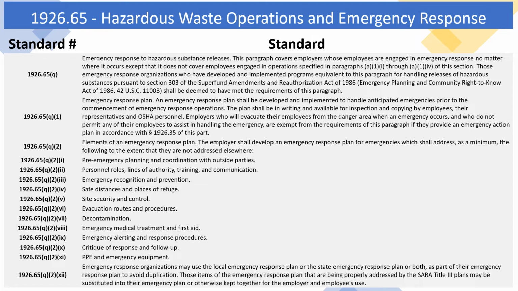1926.65 Q2 12. Emergency response organizations may use the local emergency response plan or the state emergency response plan or both as part of their emergency response plan to avoid duplication. Those items of the emergency response plan that are being properly addressed by the SARA Title III plans may be substituted into their emergency plan or otherwise kept together for the employer and employee's use.